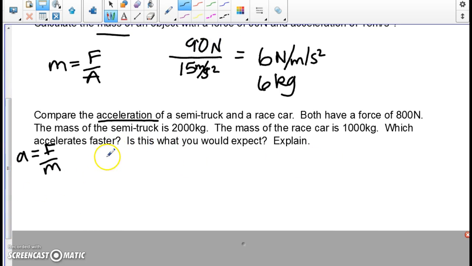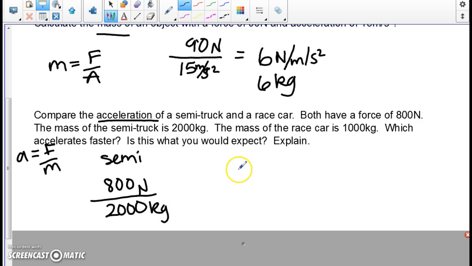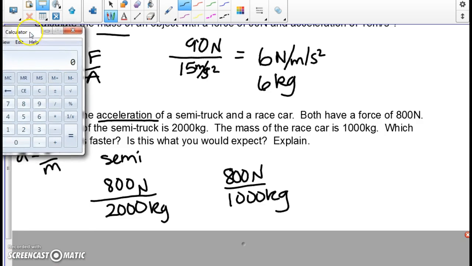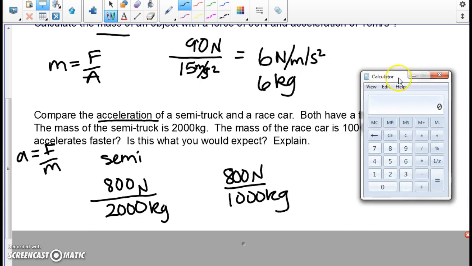I'm going to scroll back down. And so both of them will be, let's see, I'll do my semi-truck first. I'm going to have a force of 800 divided by 2,000 newtons divided by kilograms. And a force of 800 newtons divided by 1,000 kilograms. And I'm going to see what this gives me. Now, like I said before, you are allowed to use a calculator. So I will use one at this point, so you can see how this would work.